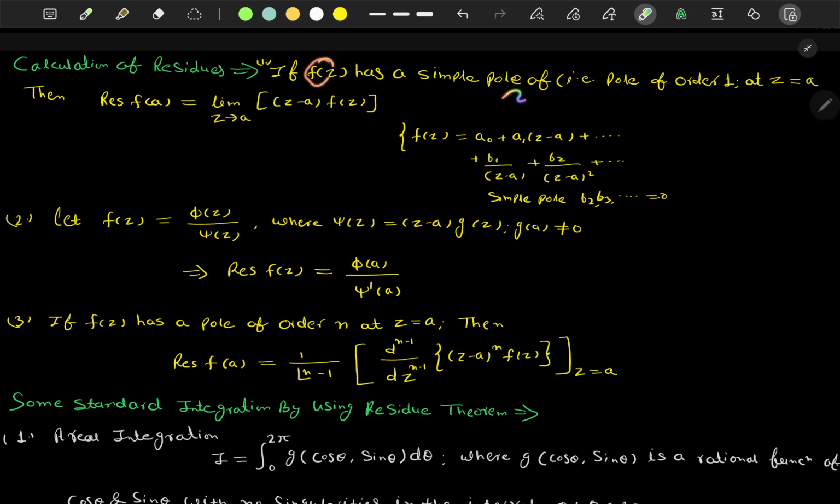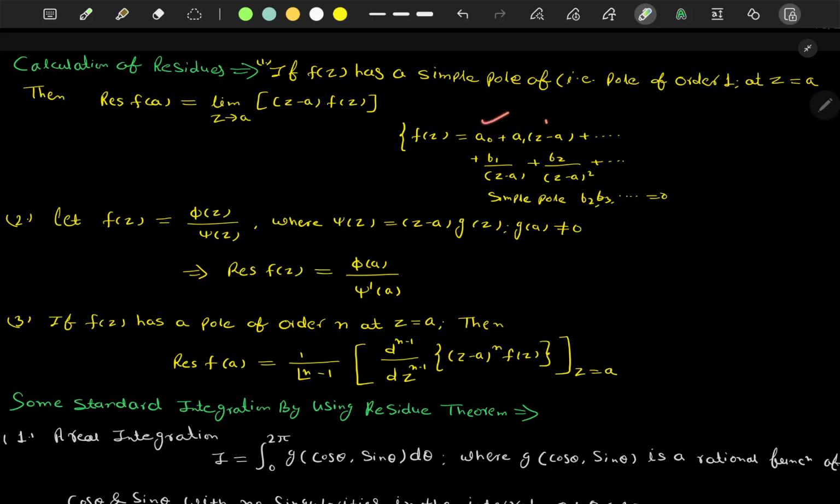Suppose we have a function with a simple pole of order 1, so the residue of the function at that point will be the limit as z tends to a of (z minus a) times f of z. Always remember, it is very important how you are calculating the value of the function at that point. The residue is the limit of that function except at that point, because z minus a will be cancelled out. In the example you will see it clearly.